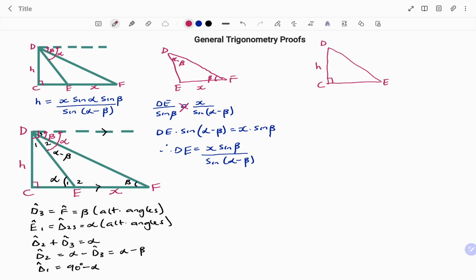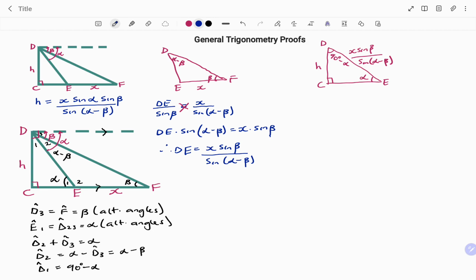In our previous calculation, we found DE to be x sine beta divided by sine alpha minus beta. Also, we know CE is not given. Then we can slot in the angle at D to be 90 degrees minus alpha. The angle at E or E1 from the diagram is alpha.